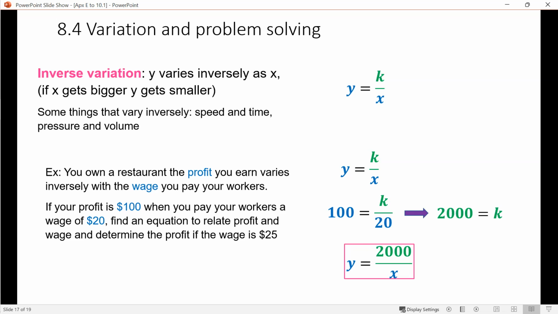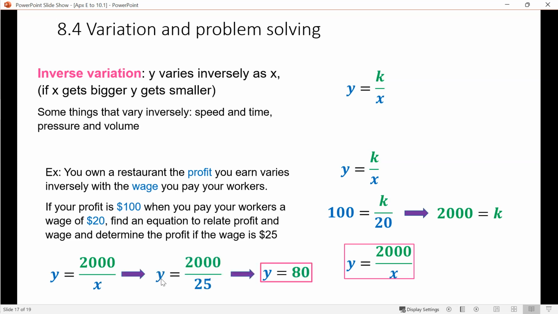So that's the equation we were looking for. And we need that equation so that we can do further calculations to try to see what wages we would need to pay to reach target profits, or to see what profits we get, in this case, when our wage is $25. So if we want to know the profit when our wage is $25, we're going to use our formula y equals 2,000 over x and just plug in 25 for x.